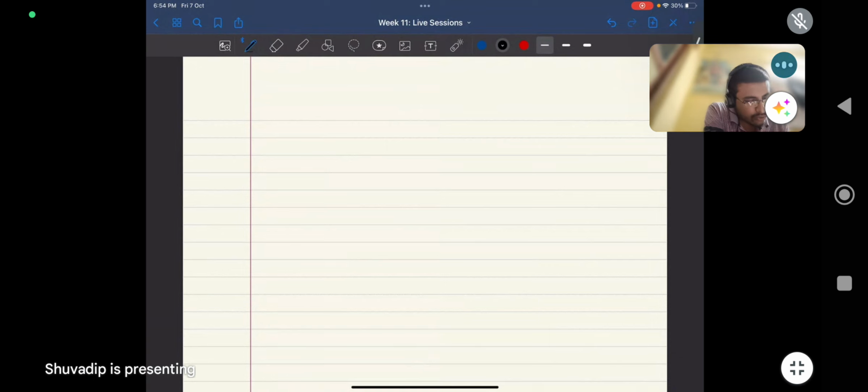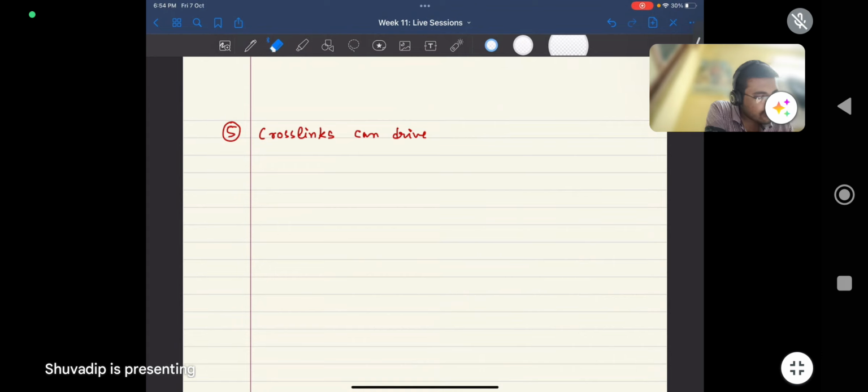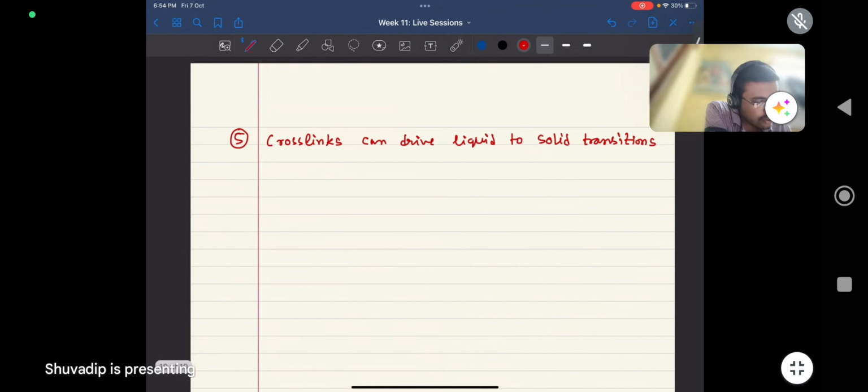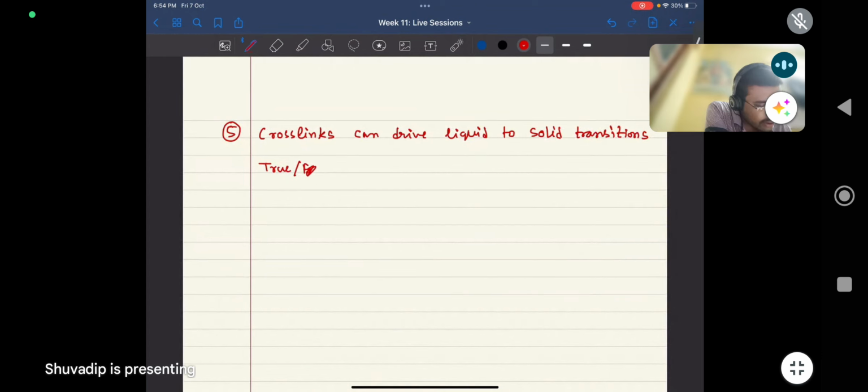Let us discuss one more problem, which is a true false kind of problem. This problem is: crosslinks can drive liquid to solid transitions. True or false type question.